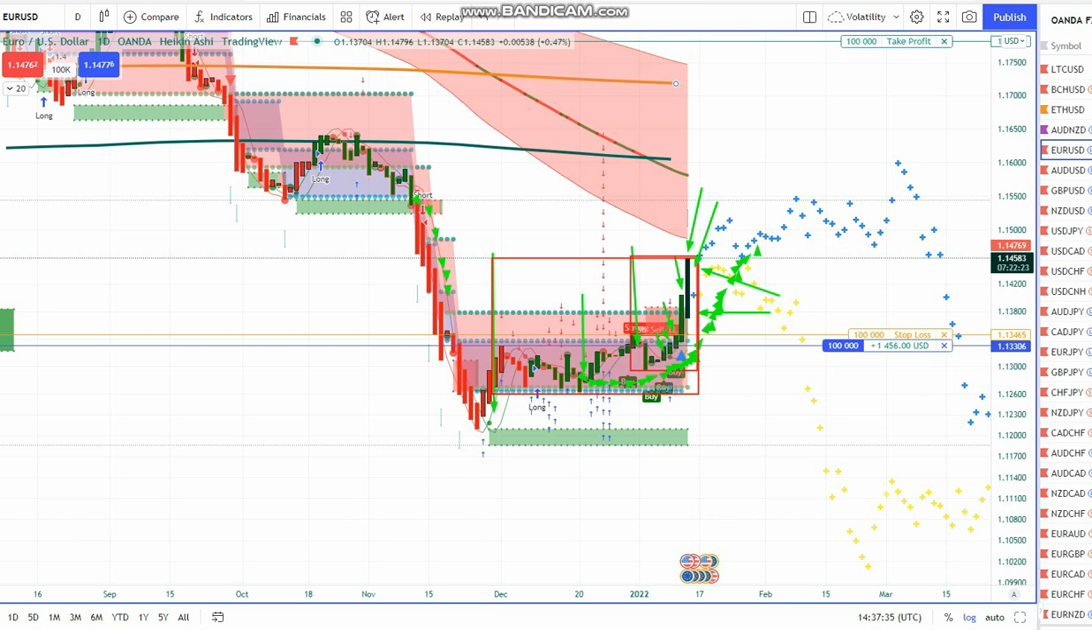Then somewhere here, it tried, came down, tried to this level, came down, got new power, but so, and now is trading up again.